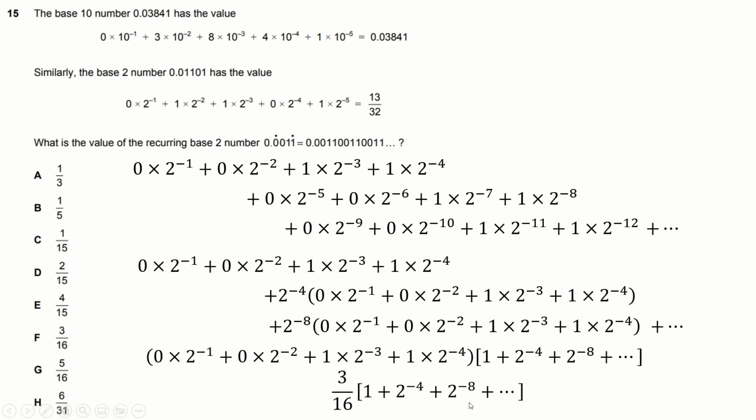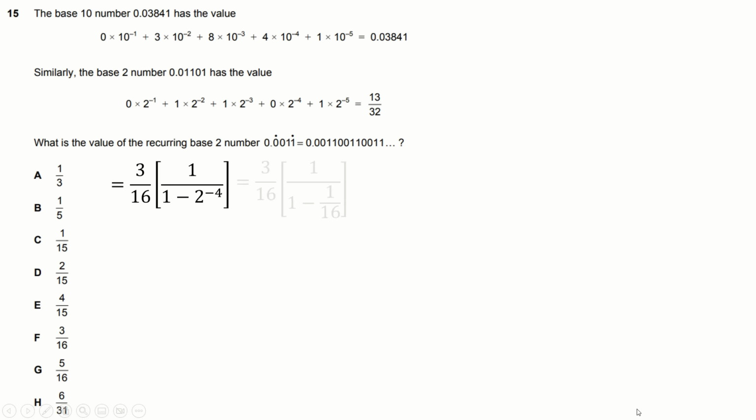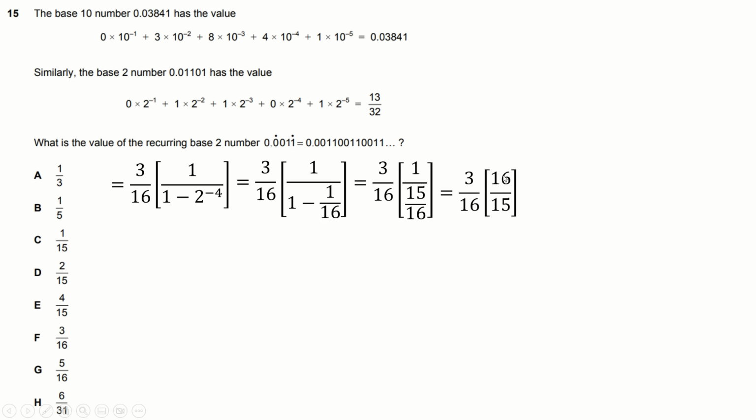And now this here is just a geometric series to infinity, with a being 1 and r being 2 to the -4. So let's put that into that formula, a over 1 minus r. 2 to the -4 is 1/16. So this is 15/16. This goes to the top, cancel the 16s, and you get 3 over 15.